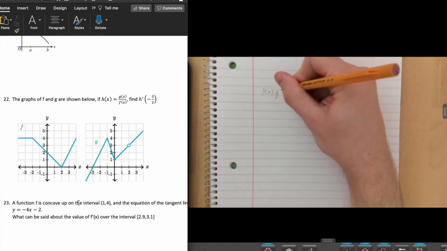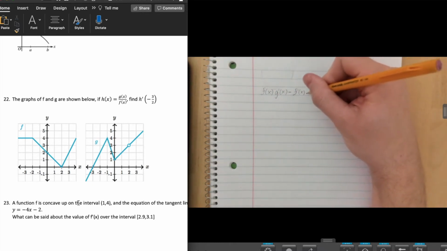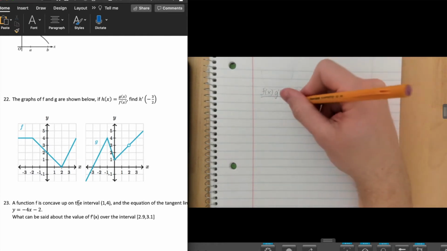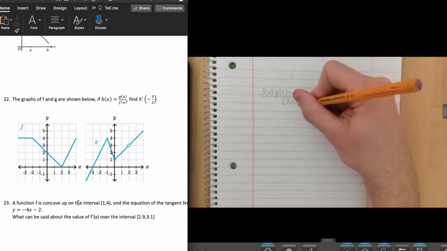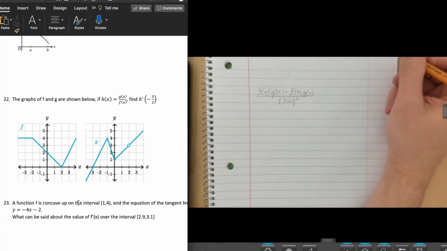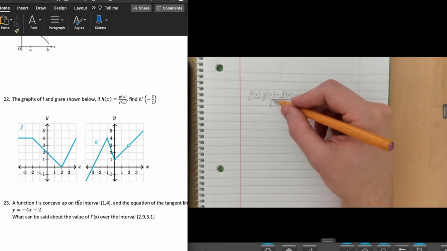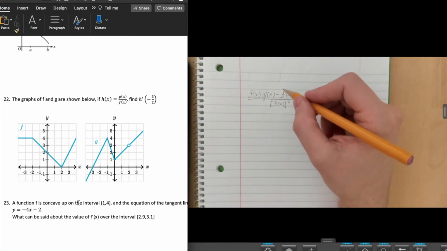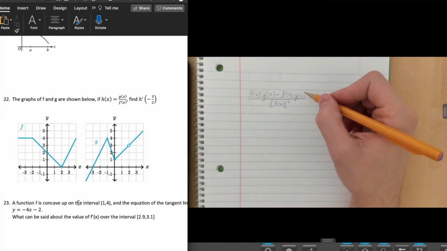Anyways, when we derive h, we're going to bring f to the top. We're going to derive g. Then we're going to subtract, and we're going to derive f and keep g. And that's all over the bottom squared, so f of x squared. Now, that means we're going to need to look at these f graphs and g graphs and figure out the value of f at negative 3 over 2 and the derivative of f at negative 3 over 2. We're also going to need the derivative of g at negative 3 over 2 and the value of g at negative 3 over 2.